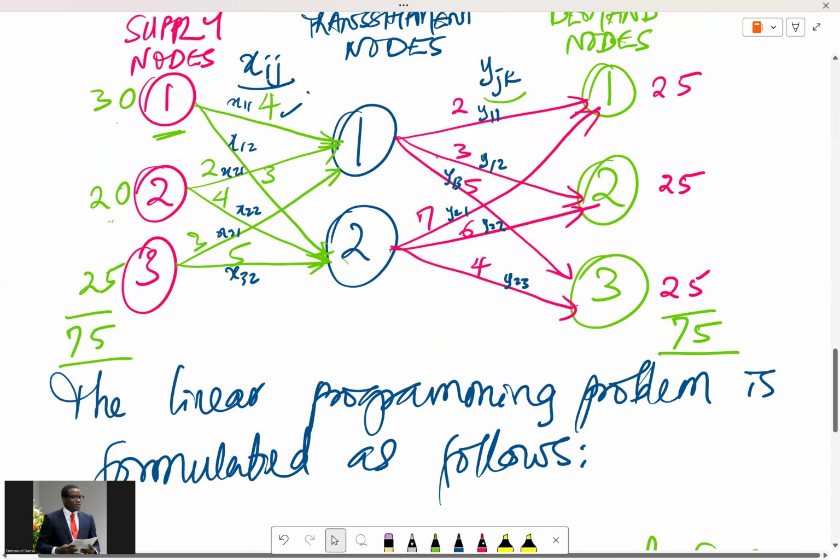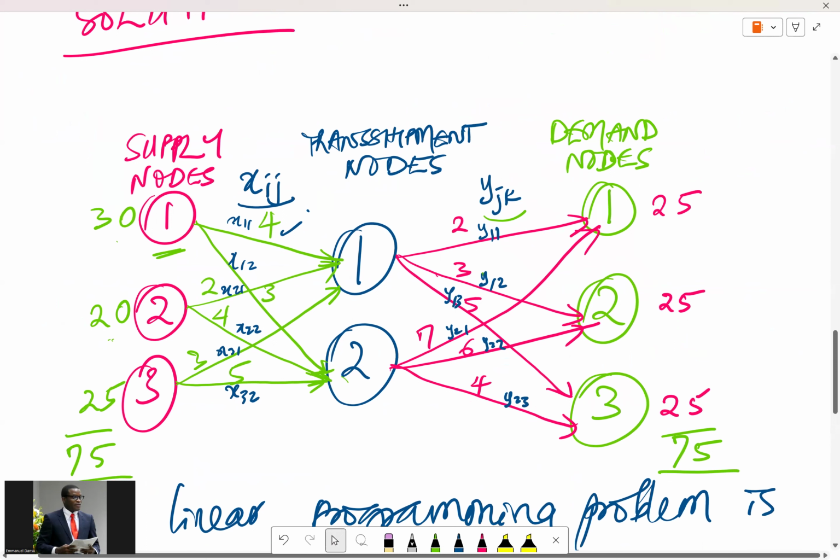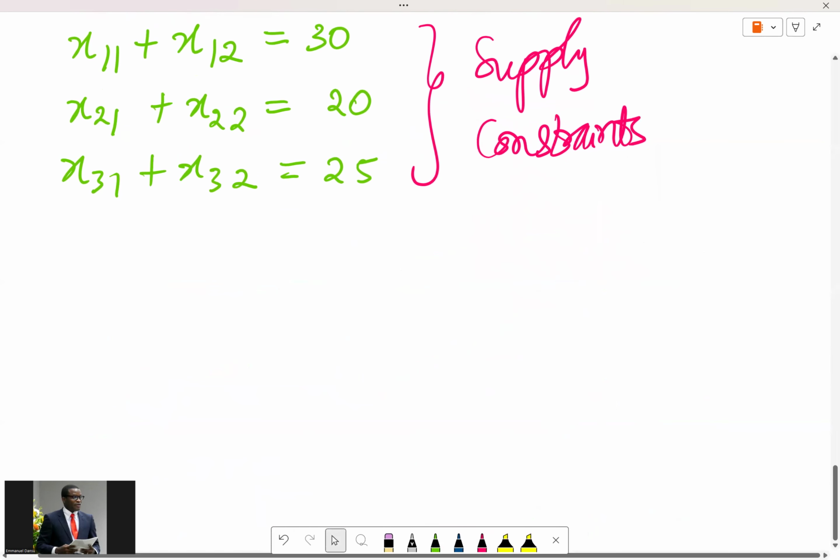Now, in between this, you can talk about the transshipment, what is it called now? Transshipment balance. Yeah, I think that's the word to use. Now, the idea is that whatever comes into the transshipment node will flow out because it is just a temporary stopgap between the supply and the demand. So whatever flows in has to flow out. So X11, X21, and X31 all flow into one, right? But they will go out as Y11, Y12, and Y13.